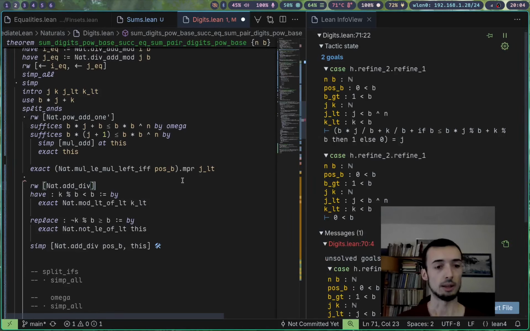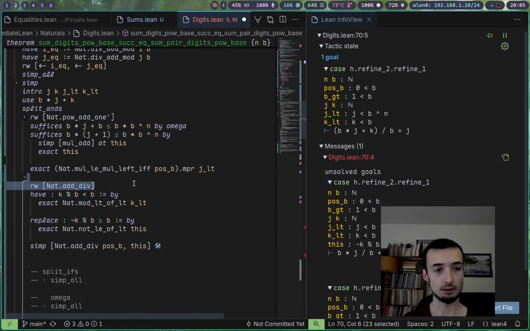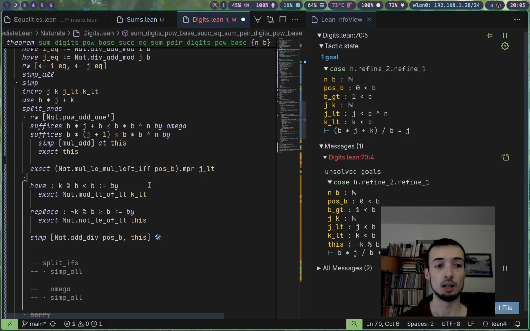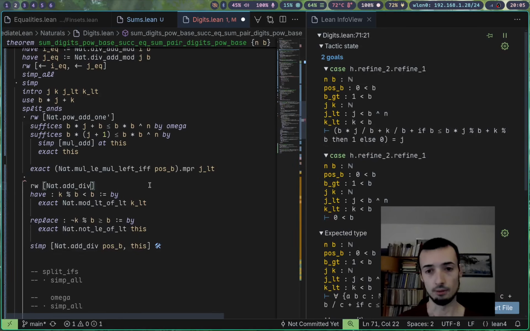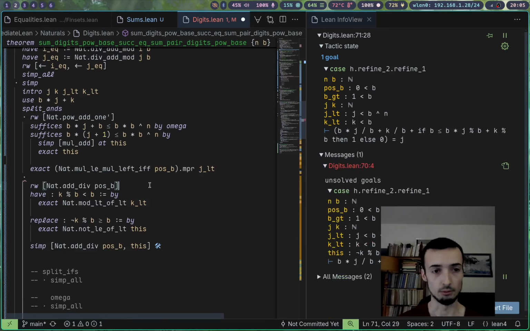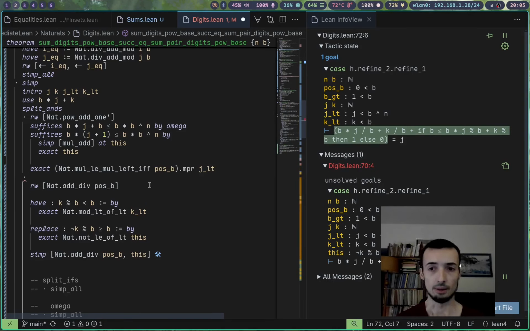Okay, so we did the add div, and it's giving us this if statement. I think I said if you have an if statement, you can use split ifs to handle each case. In this case, no pun intended, we actually don't want to do that. I'm just going to give the positive b here to get rid of that second goal. We don't want to handle either case because otherwise we'd have to do a proof by contradiction. That wouldn't be fun.